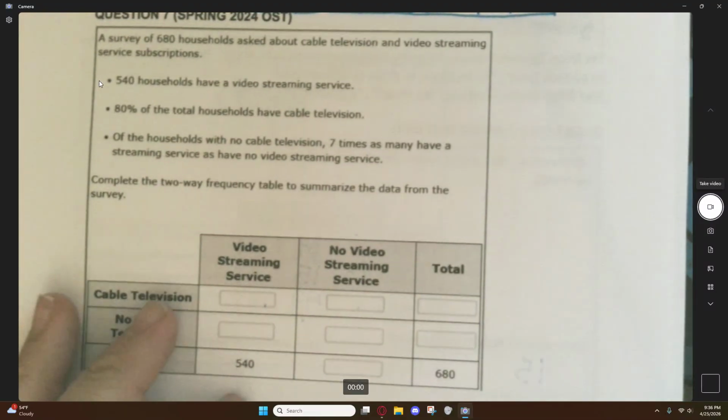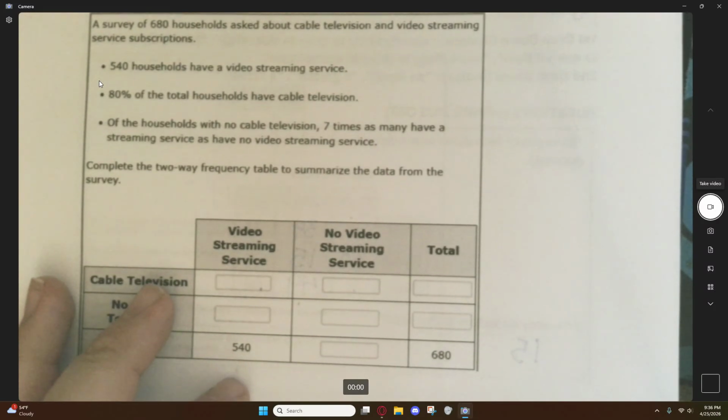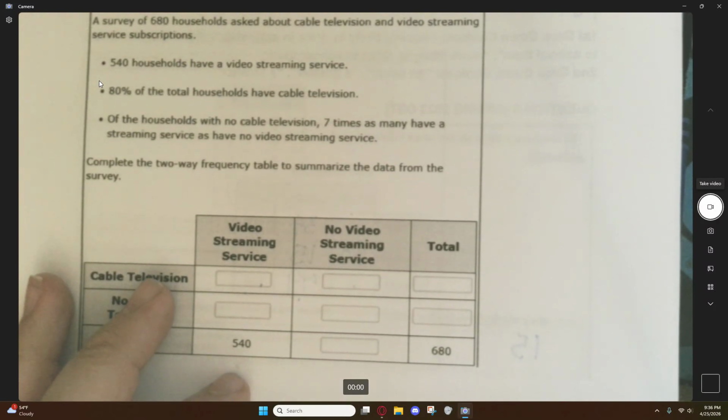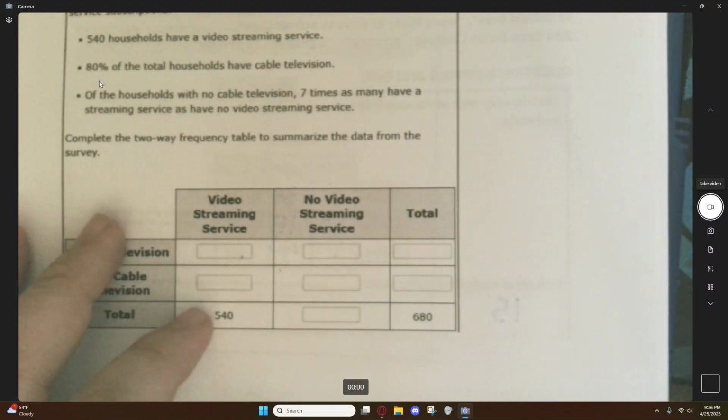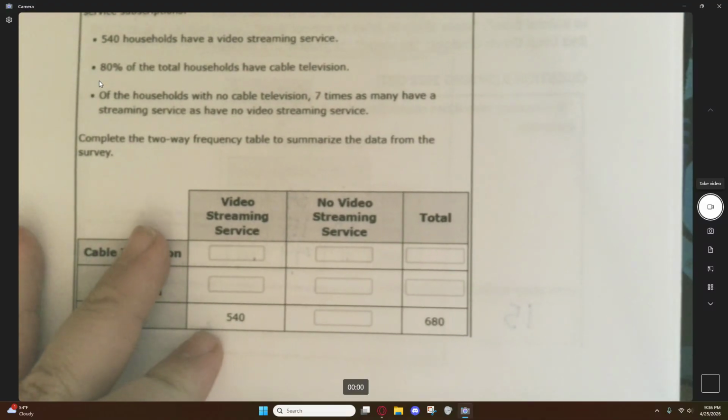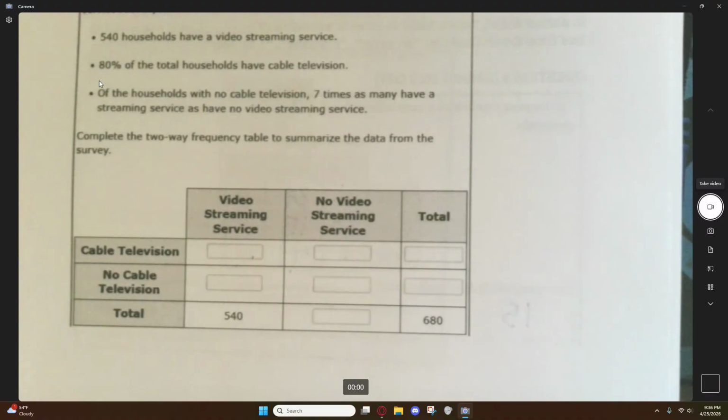Question 7. A survey of 680 households asked about cable television and video streaming service subscriptions. 540 households have a video streaming service. 80% of the households have cable television. And of the households with no cable television, 7 times as many have a streaming service as have no video streaming service. Complete the two-way table to summarize the data.